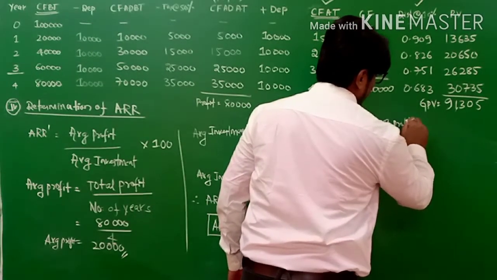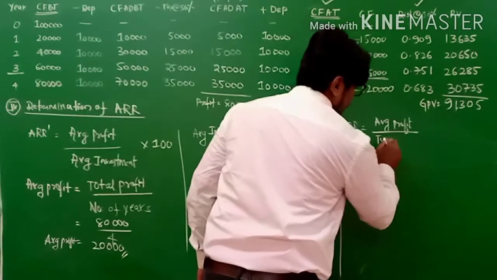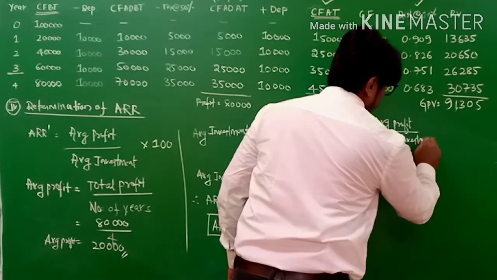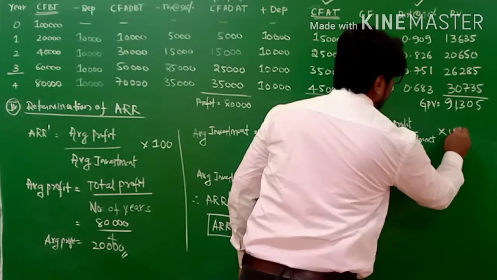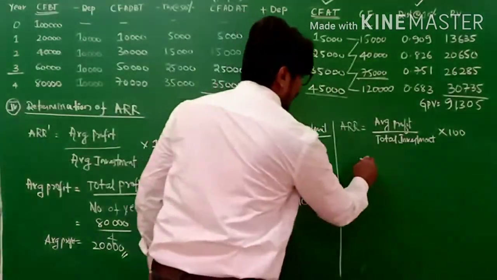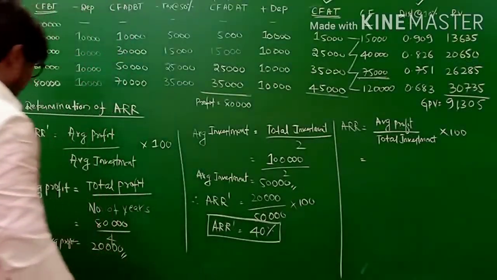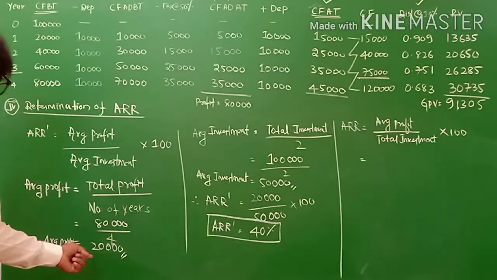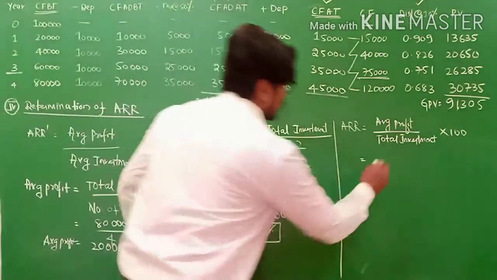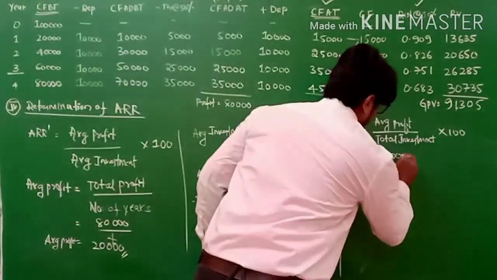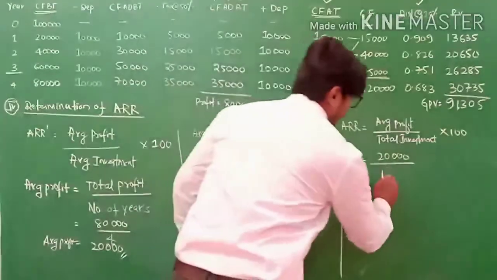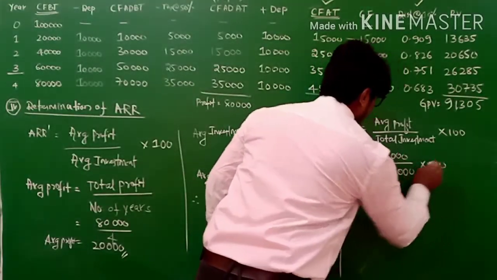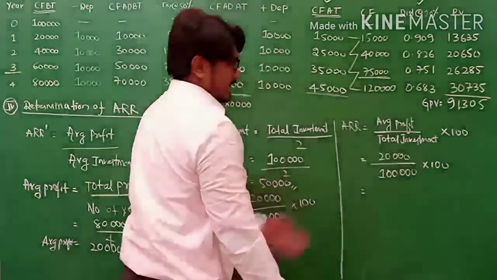Formula I told you already. Only total: here you write total investment into 100, my friends. So average profit we already calculated here. Average profit is nothing but total profit, and average profit is 20,000. So I write 20,000 divided by total investment, which is 1 lakh rupees, into 100. If you divide, this is nothing but 20%.